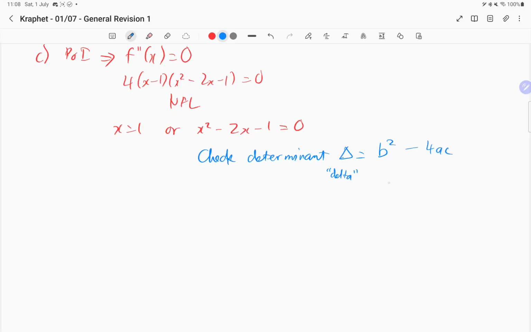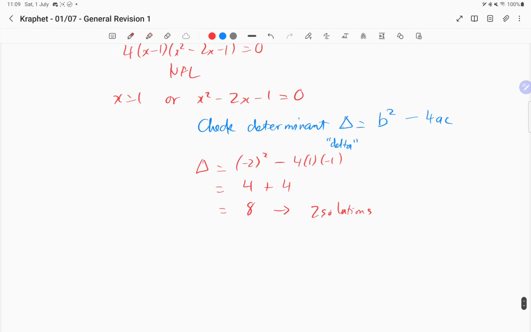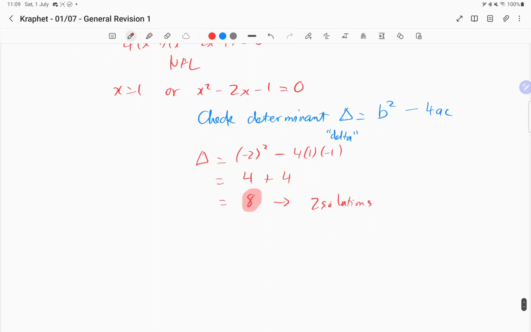So this one, I'll write the determinant equals to -2 squared minus 4 times 1 times -1. So that'll be 4, and then plus 4 times 1 times 1 is 4. So that will be 8. Means that there are 2 solutions. And when you see the determinant is not a perfect square, you know the answer is in square roots.